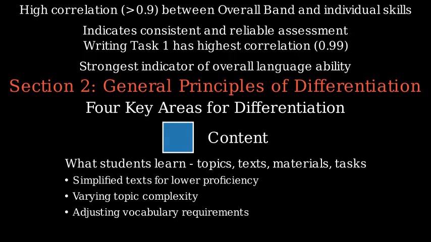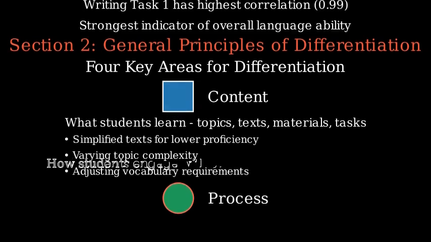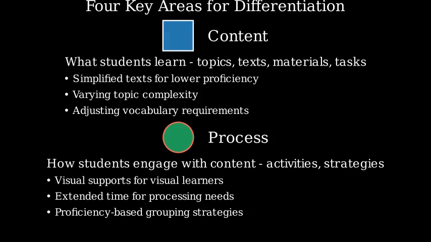For language learners, you might differentiate content by adapting reading materials, varying topic complexity, or adjusting vocabulary requirements. Next is process. Process describes how students make sense of and interact with the content. This includes the activities, strategies, and methods used. For example, you might provide visual supports for some learners, allow extended time for others, or implement differentiated grouping strategies based on proficiency levels. The third area is product.